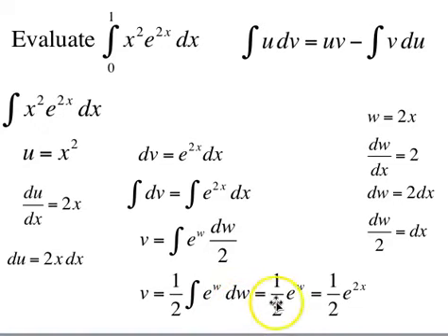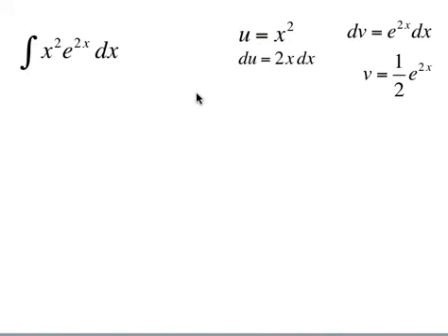The integral of e to the w is, of course, just e to the w. And what is w? w is 2x. So we get v is 1/2 e to the 2x. So we have u, dv, du, and v. We are ready to plug that in to find this antiderivative.